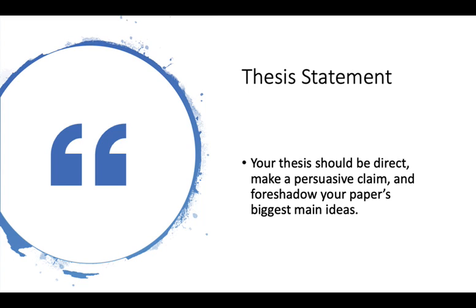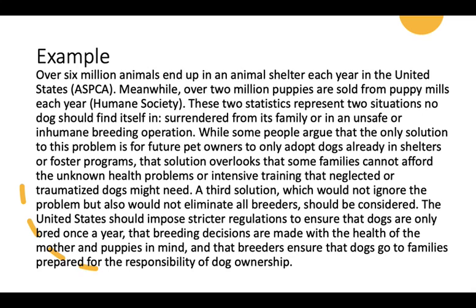Then you foreshadow your paper's biggest main ideas, and this means that you not only make your claim, but you give a brief idea of where you're headed. You don't need to summarize every subpoint, but you just give a few phrases that help your reader map out where your paper is going to go. So I have an example here.